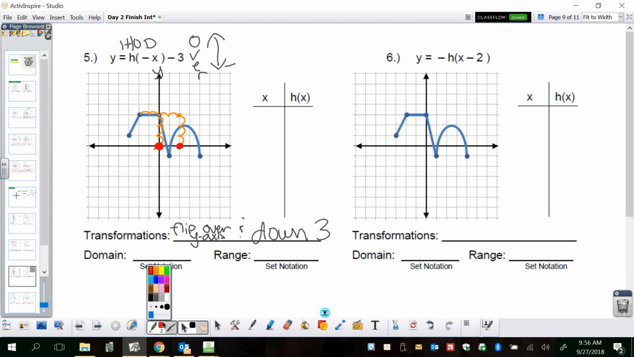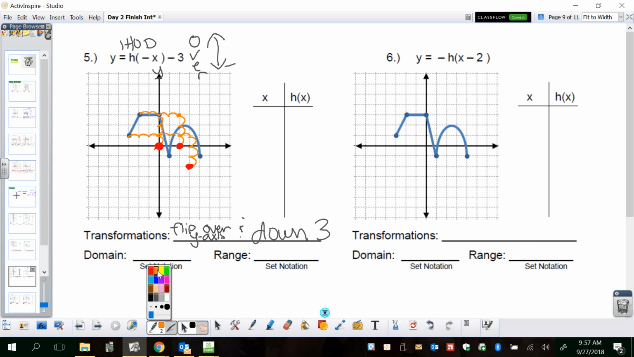Okay. Now this point is over how many? 1, 2, 3. So how many to the other side do I need to go? 3. 1, 2, 3. Then what? Down 3. 1, 2, 3. Does anybody have any questions? So I'm going to keep going then.